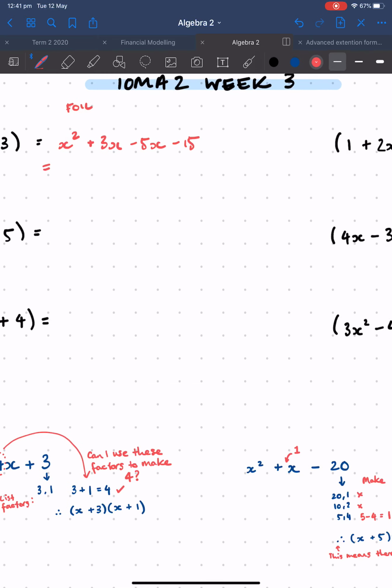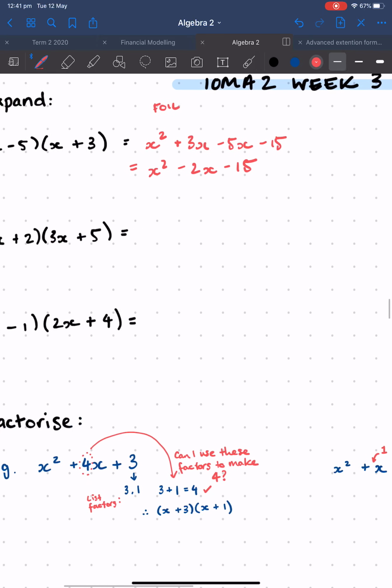The last step is we need to group together what we can. It's always going to be these middle terms here. So it's x squared. Now I've got 3 of something, take away 5 of that same thing, minus 2 of it, minus 15. That's the most common method.